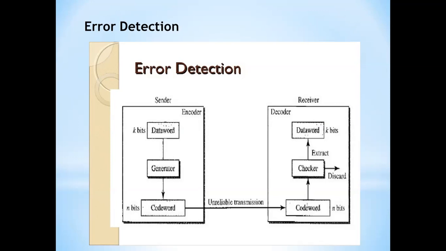Each transmitted code word may change due to the noise while traveling from the transmitter to receiver. If the received code word is the same as one of the valid code words, then the receiver extracts the data word and uses it without any changes. But if the received code word is not valid, it is discarded.